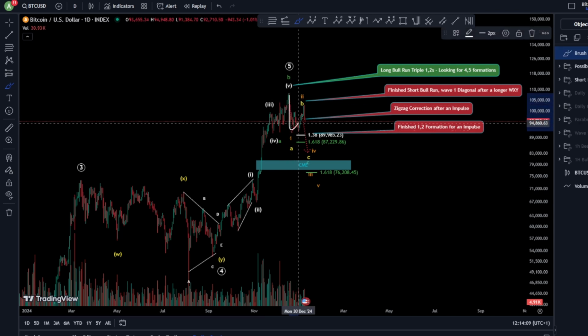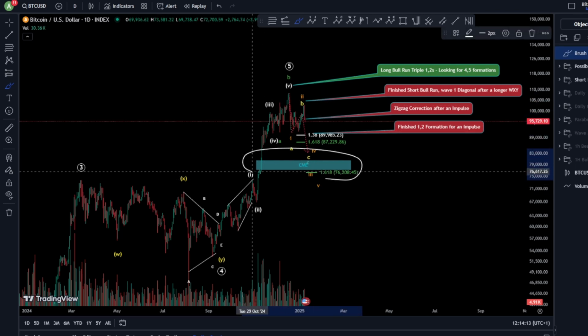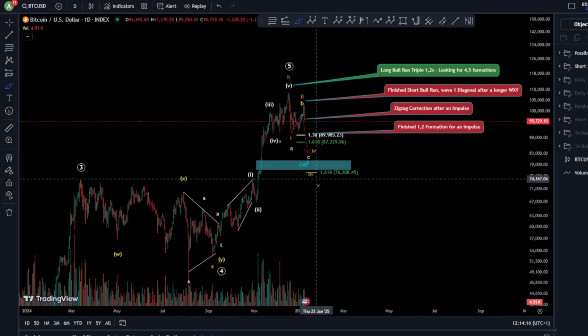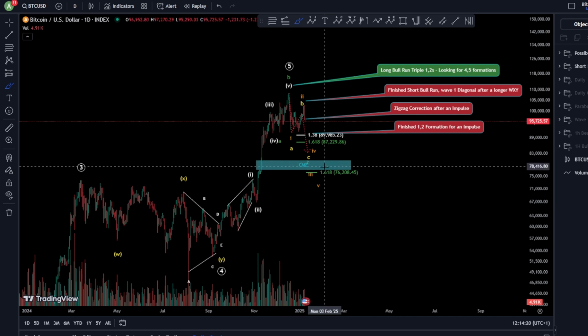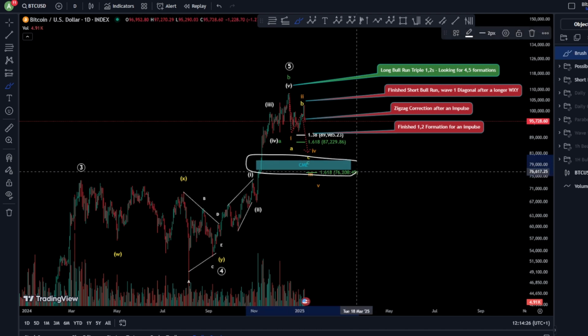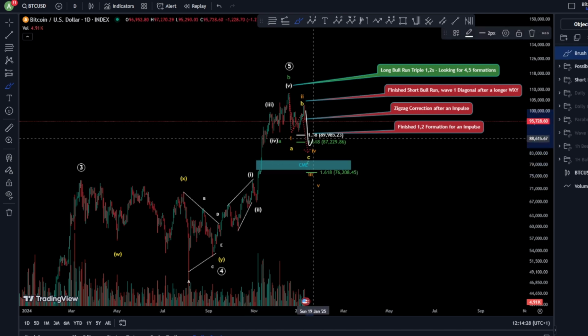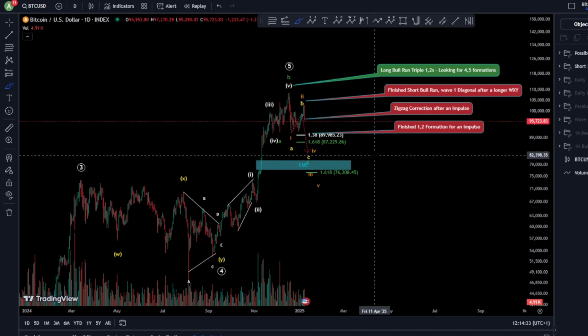Now, the scenario where you have 1, 2, 3, 4, 5 might be the scenario where you want to close this CME gap, which we have, of course, on the CME chart for Bitcoin, which is between 77,000 and 80,000. You can see, of course, a huge gap still open here that needs to be filled sooner or later.